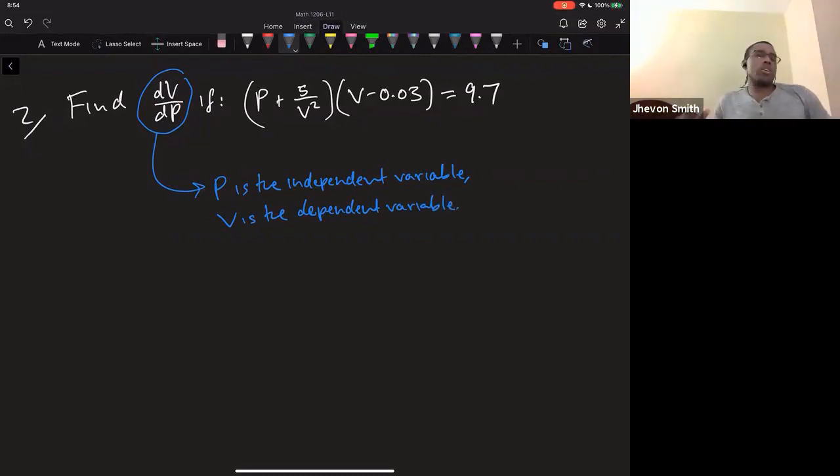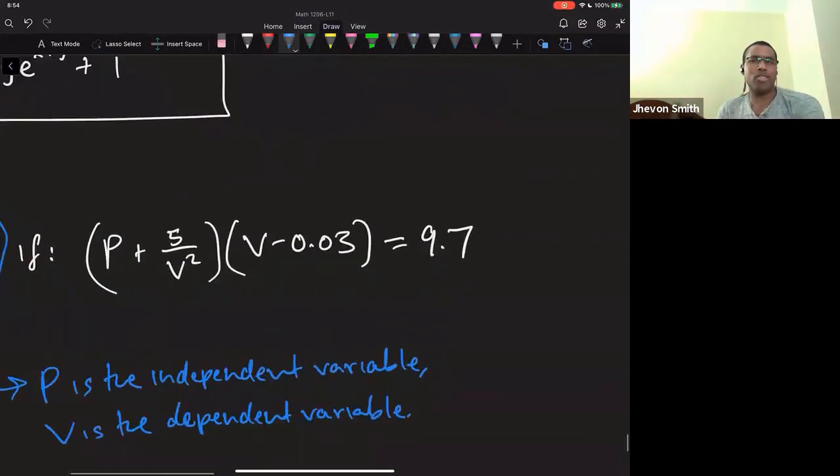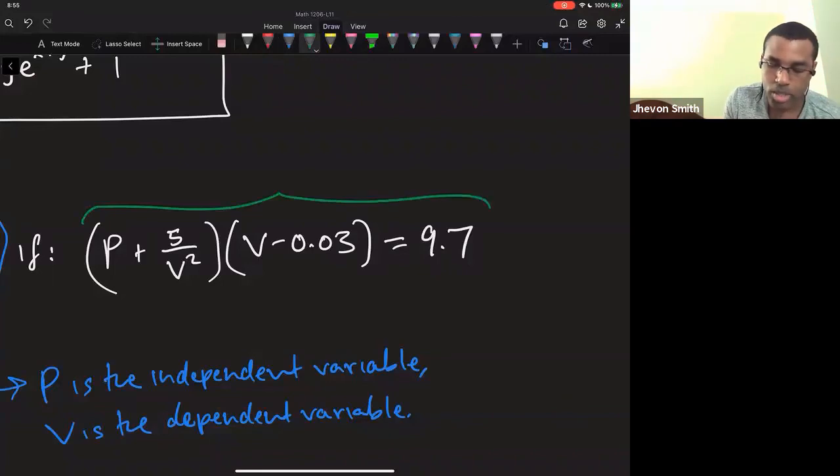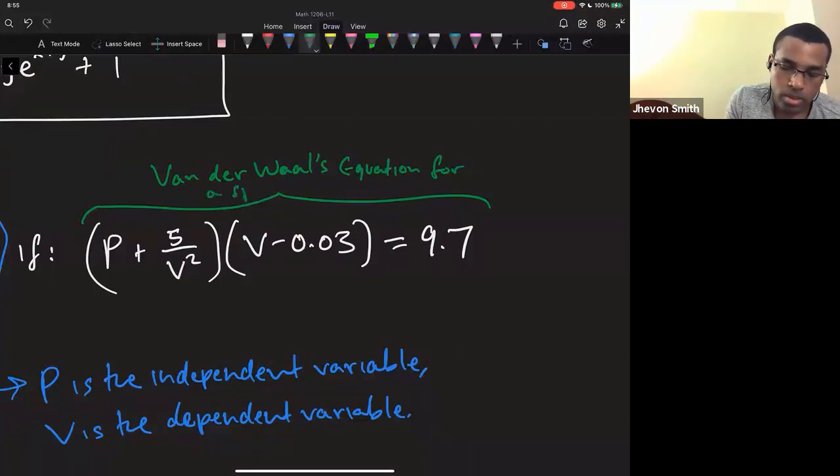And there is another story behind this one, because this might seem like a very random thing, like 0.03 and a 9.7. Like why would you choose those numbers? Why didn't you pick some whole numbers, Jhevon? You're trying to mess with us? Well, no, this equation is actually a thing. It's actually an equation from chemistry. This is van der Waals equation. For a specific gas.